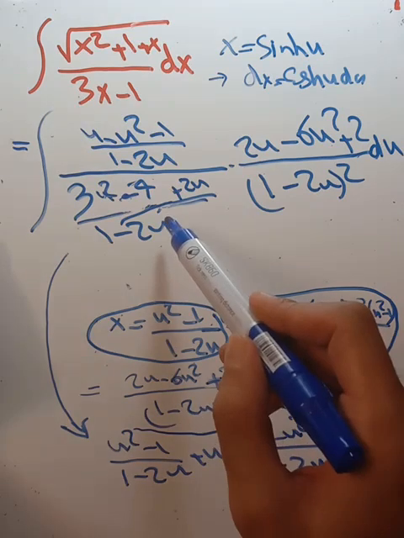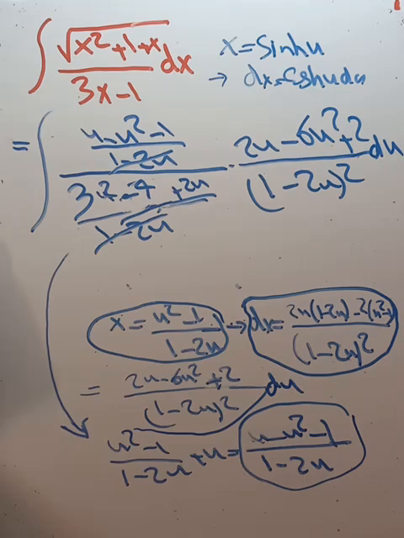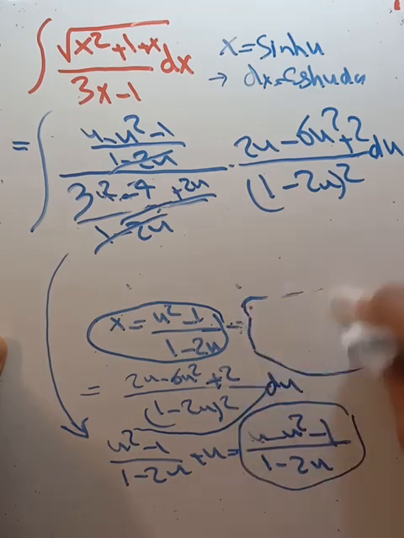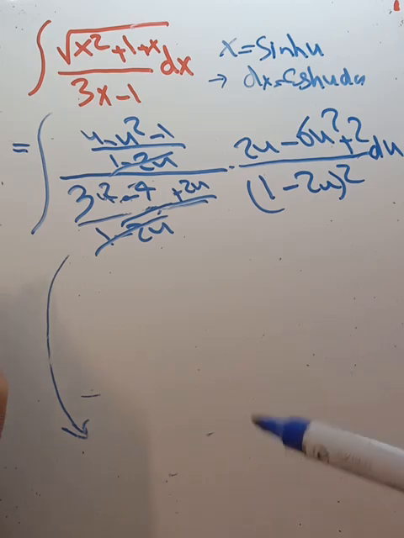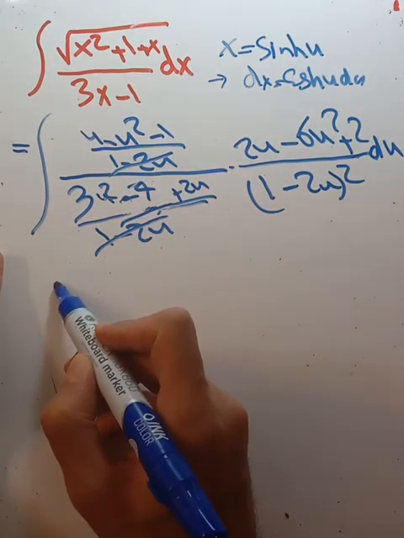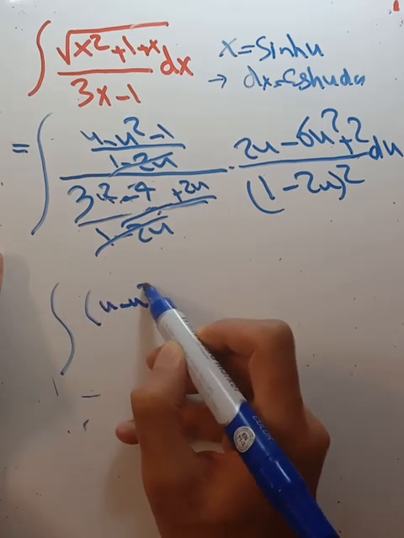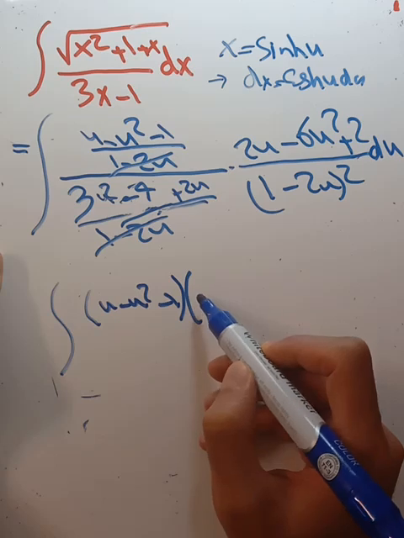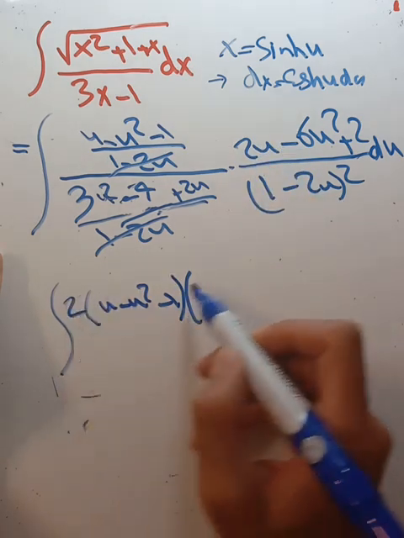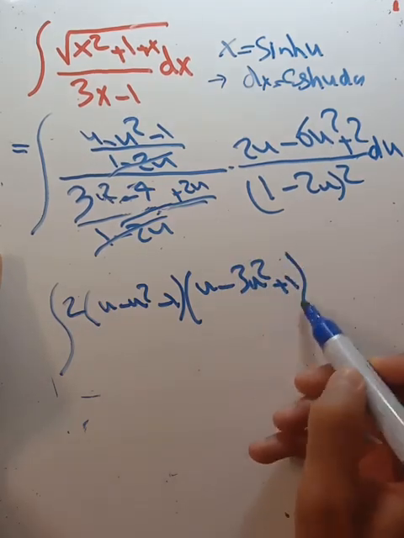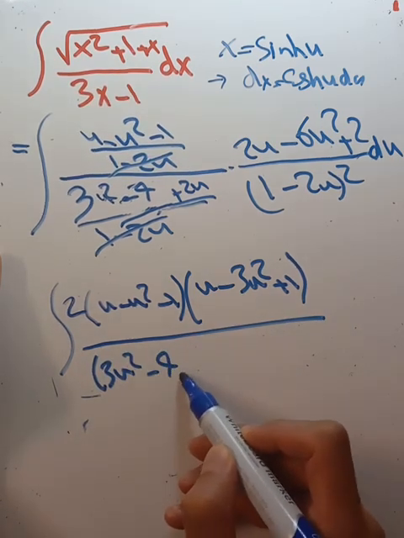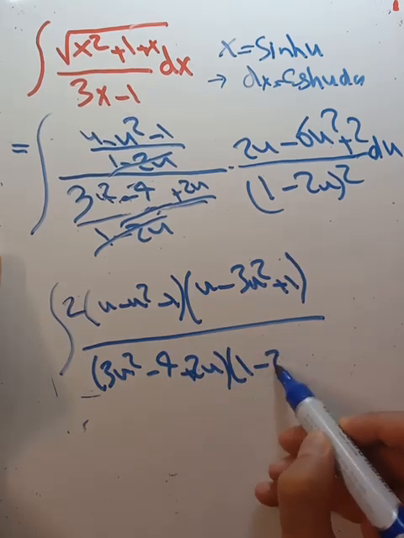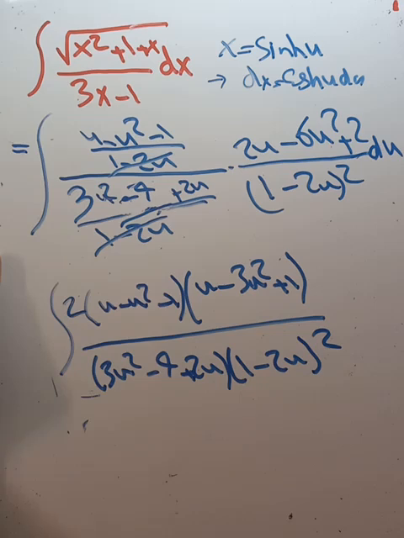Okay, and now this goes by this, and what we're going to have, this would be equal to u minus u squared minus 1 times, and this is, let's take a 2 outside, this is u minus 3u squared plus 1 times 3u squared minus 4 plus 2u times 1 minus 2u squared. Of course, du.